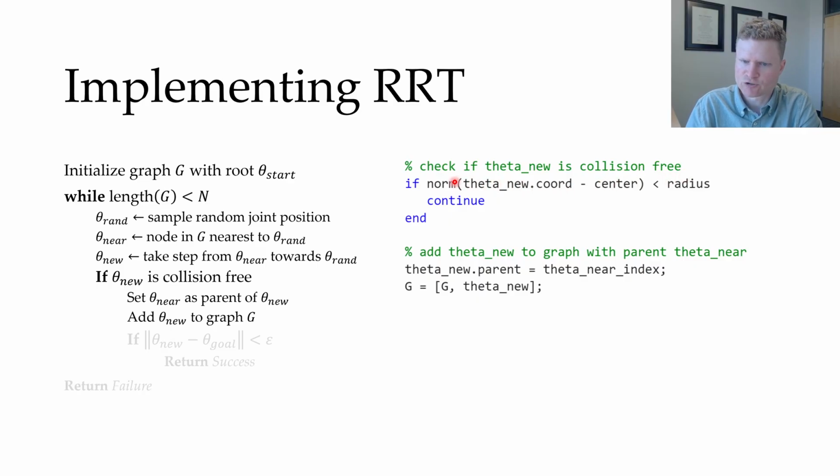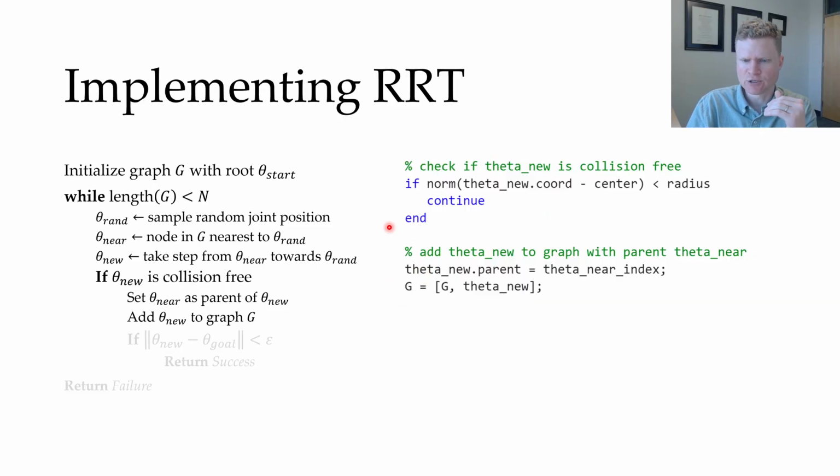So I perform this check and I look at the distance between theta nu and the center of my circle. If it's too close, I've got this continue command. And what that means is I'm going to stop right here and jump right back up to the top of my while loop. But if I can pass this check, then I continue down my process.